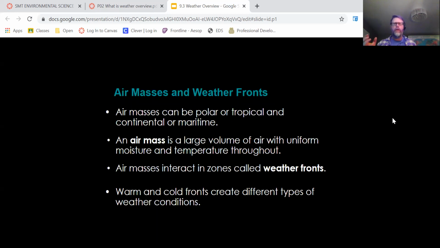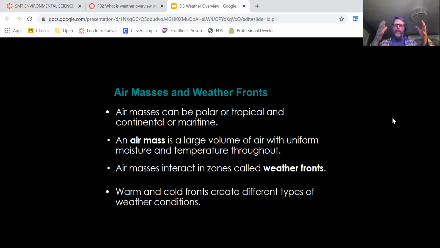Okay, so now we start putting all these pieces together and we get air masses and weather fronts. An air mass can be polar or tropical, continental or maritime. We've talked about those before. We have all these different ways we can look at where it is coming from, and how that source will affect the temperature, pressure, and humidity. So that air mass is going to be a large volume with uniform moisture and temperature throughout.